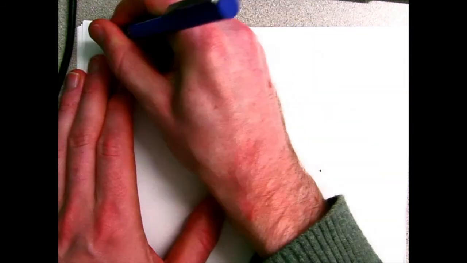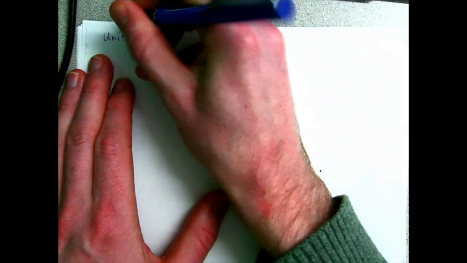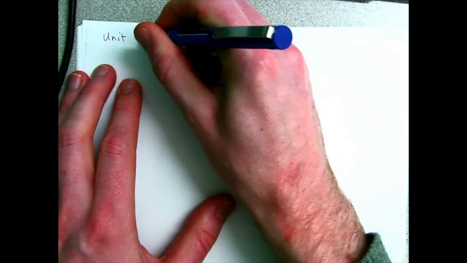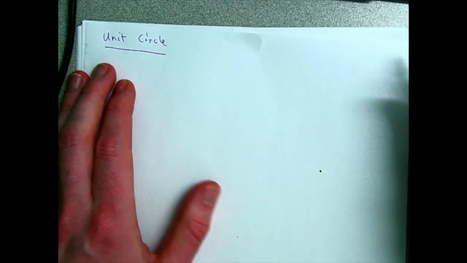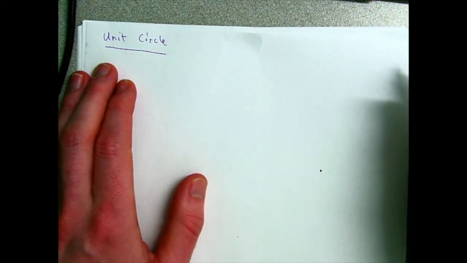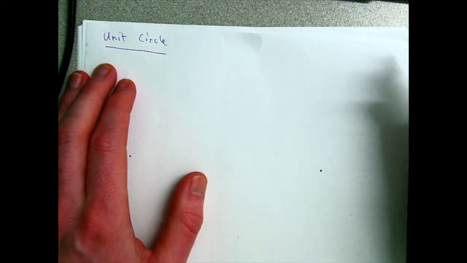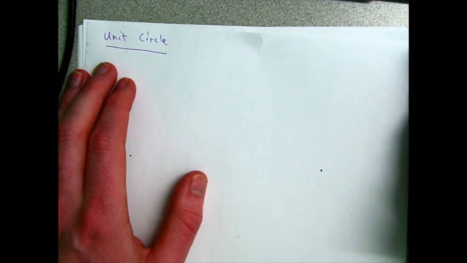Today we're going to introduce an object of fundamental importance, and that is the unit circle. I'm also going to redefine some of the trigonometric functions, sine, cosine, and tangent, that you've seen in previous classes. So this is a really important subject.